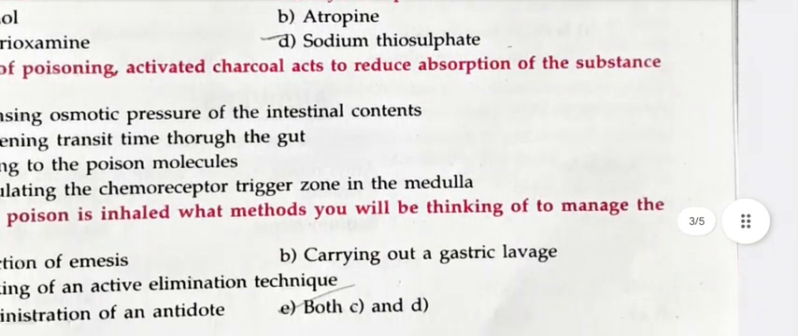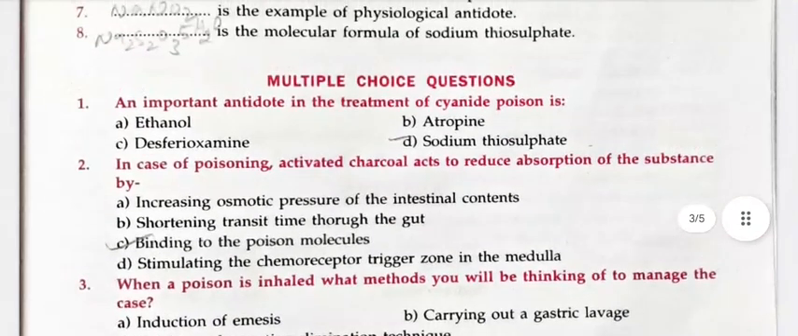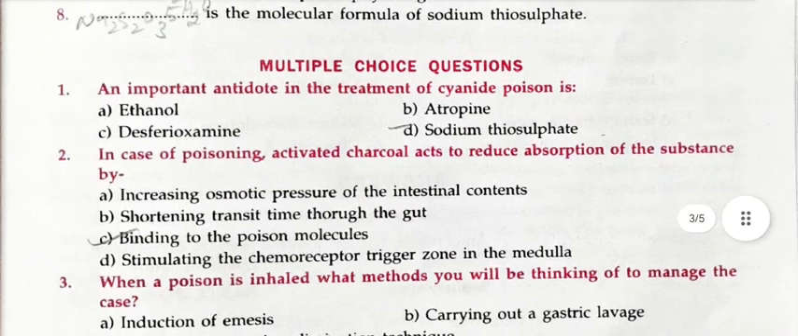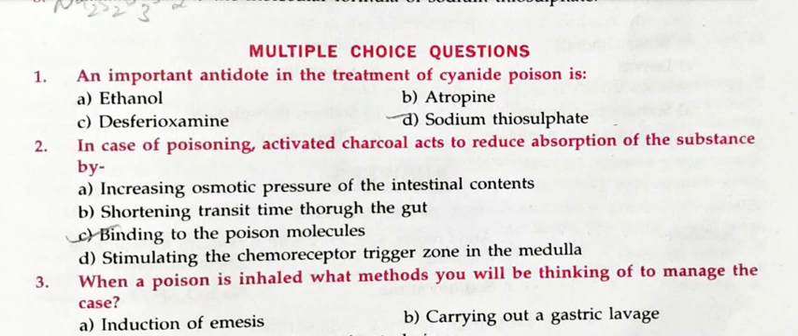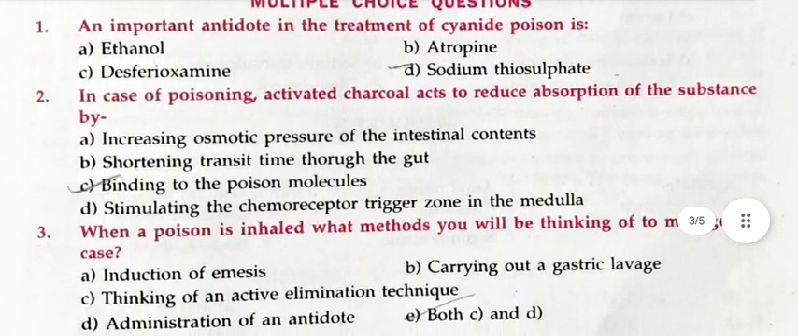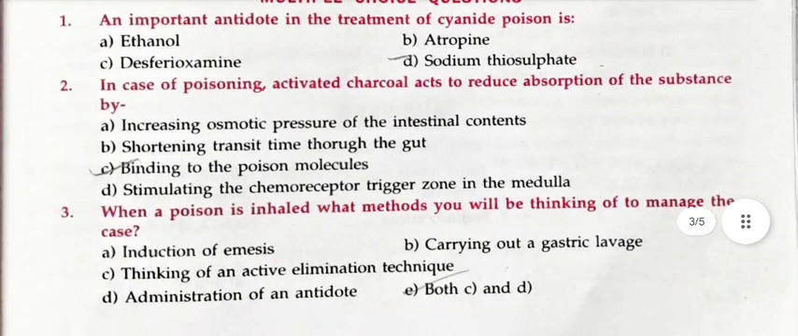Here, among all the four options, ethanol, atropine and deferoxamine are not to be used, only sodium thiosulfate is to be used. It acts on chemical poisoning and also physiological poisoning. It has two roles. In case of poisoning, activated charcoal acts to reduce the absorption of the substance by binding to the poison molecule, so it will hold the poison itself.